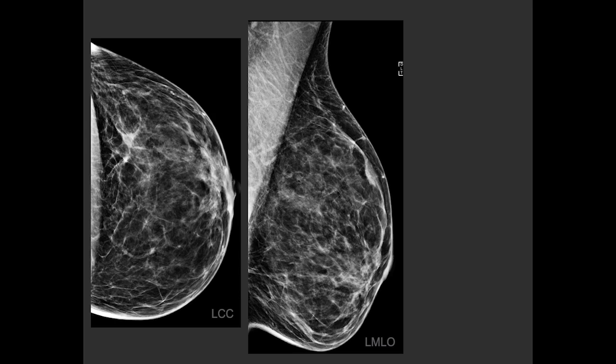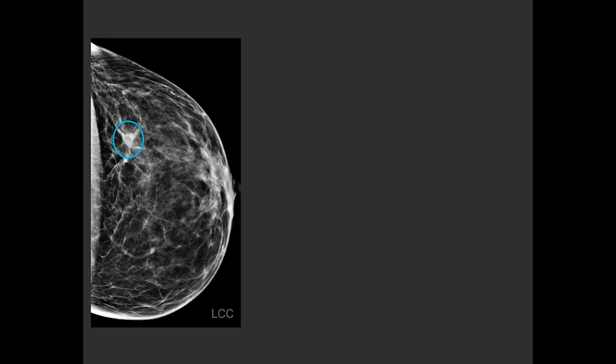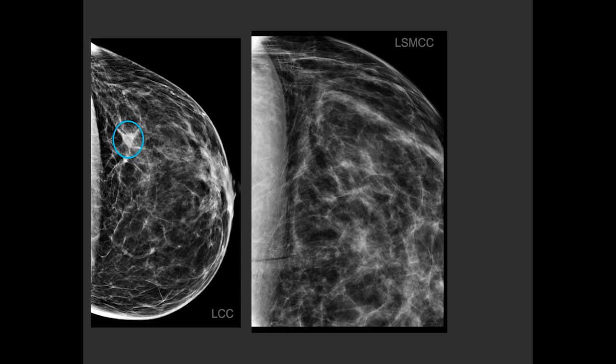Moving on to another example, you can see in the CC view, there is a denser area in the posterior lateral aspect of the breast, but there is no similar area of density in the posterior aspect on the MLO view. The patient was brought back for additional views and started with a spot magnification, which I'll talk about in a moment, view of the area of concern.